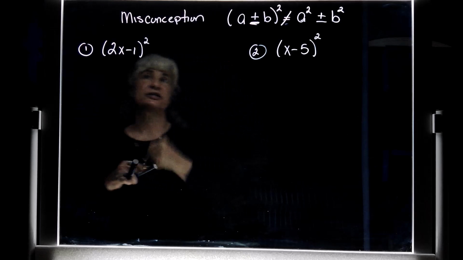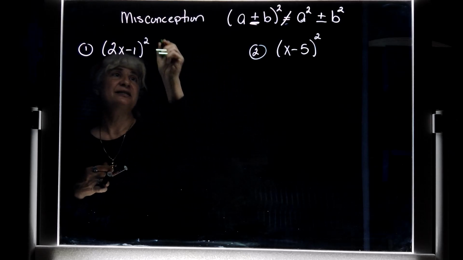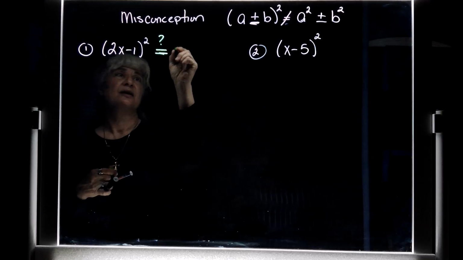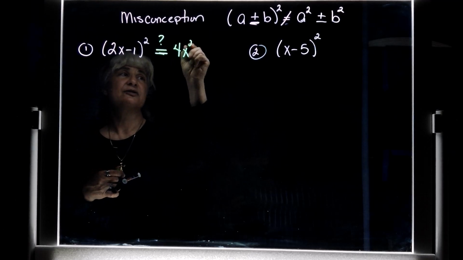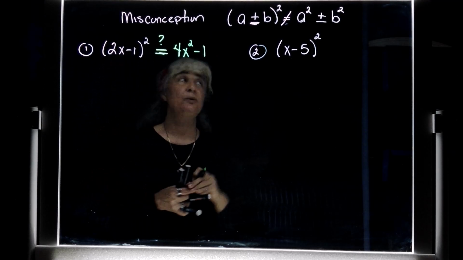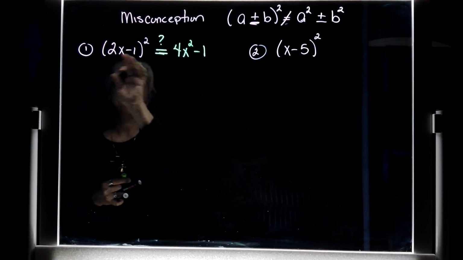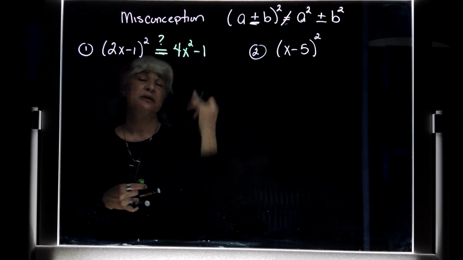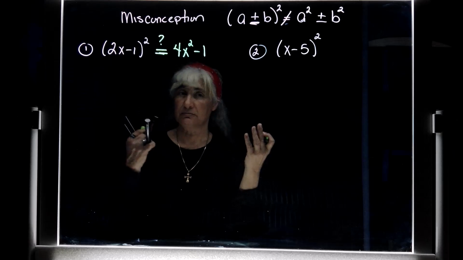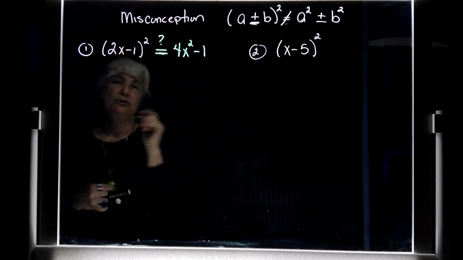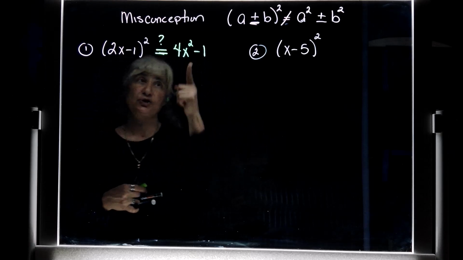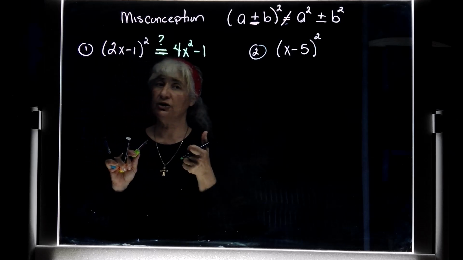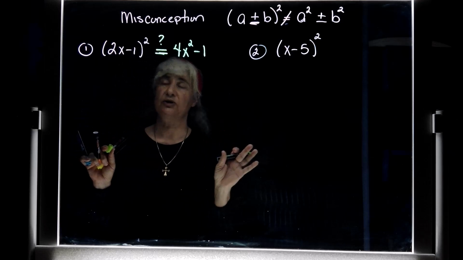So here's the question. Does this equal 4x squared minus 1? Because according to the shortcut, I'd square the first term, square the second term, and it would stay a subtraction problem. Well, let's check it out. Remember what I mentioned. If the shortcut matches the long way, we're good. But if it doesn't, shortcut's wrong.